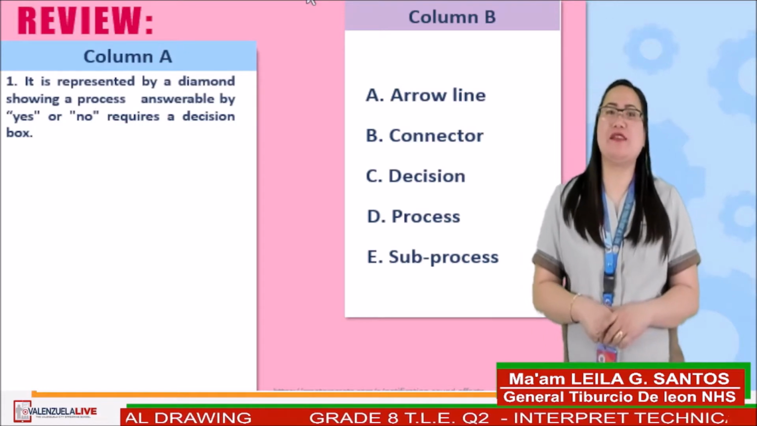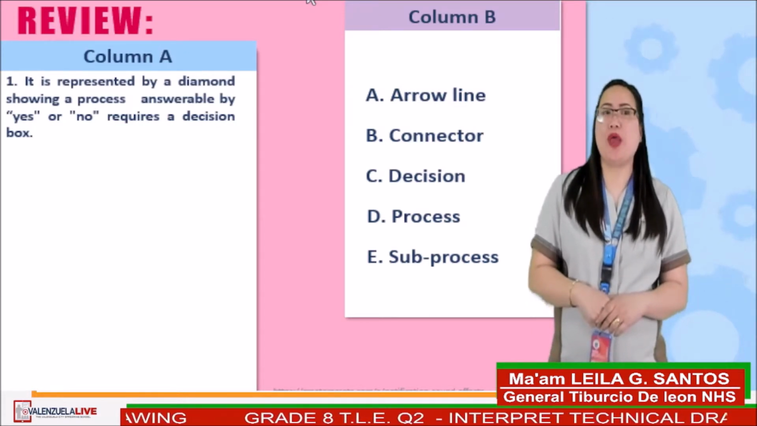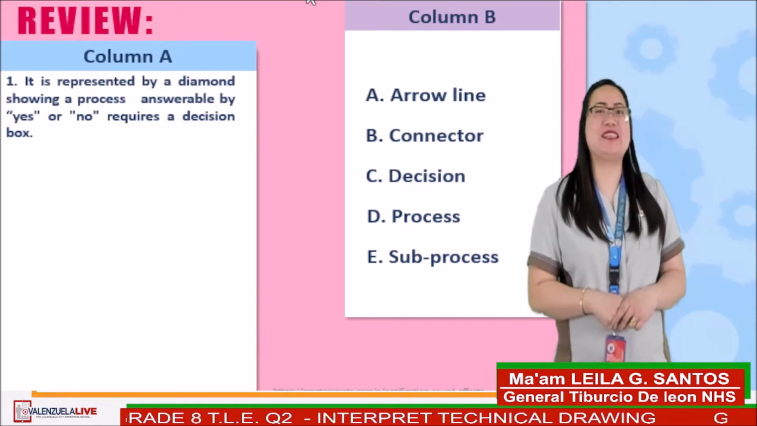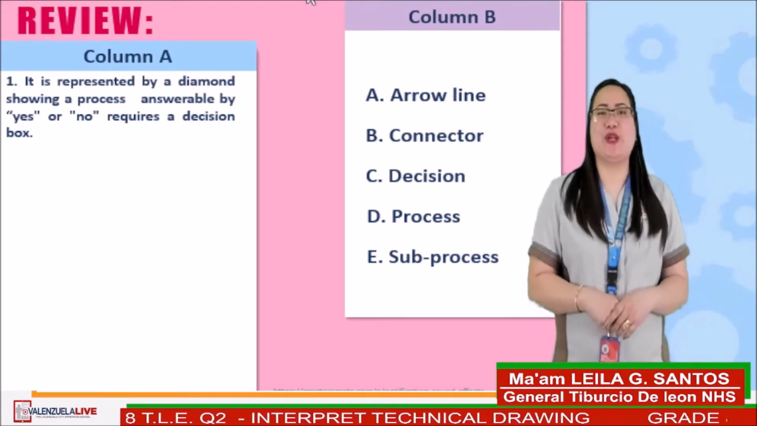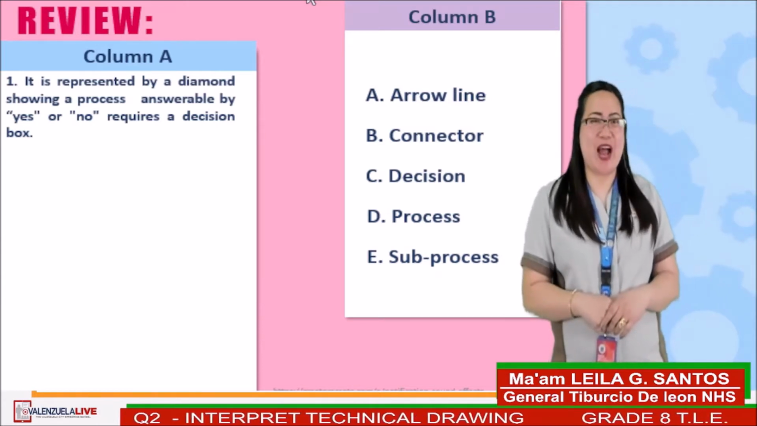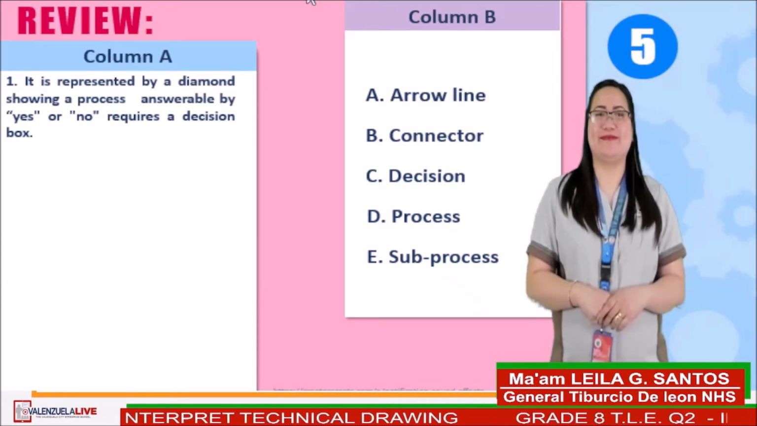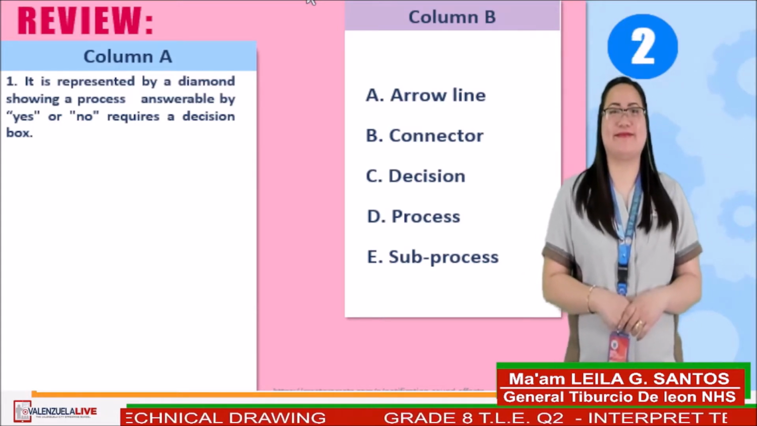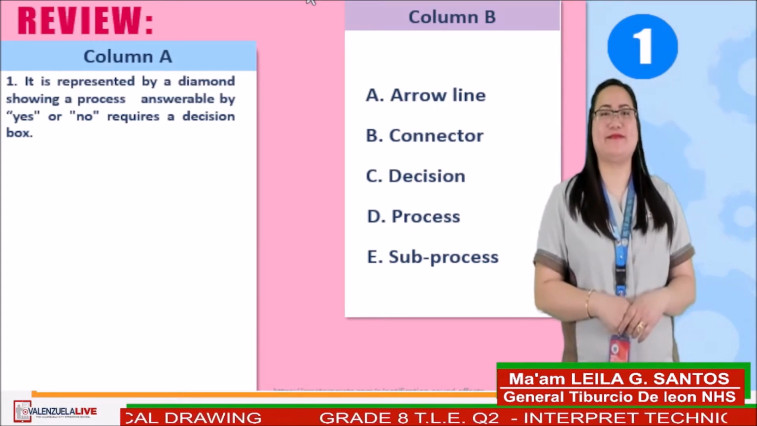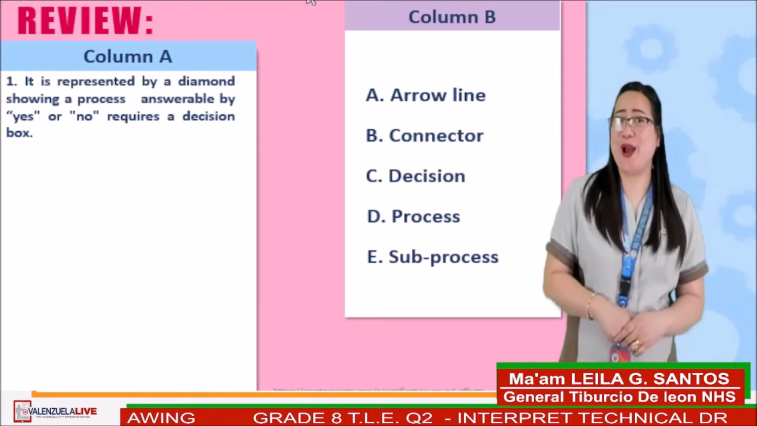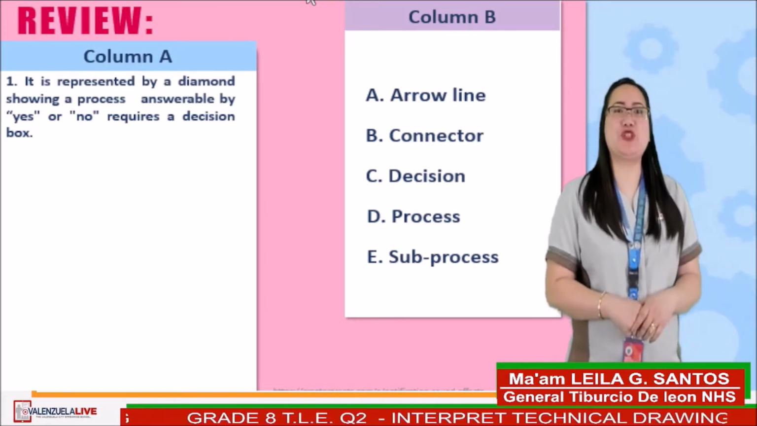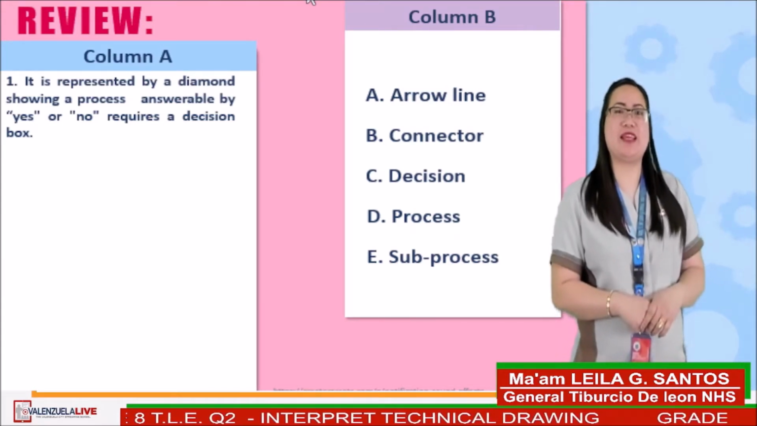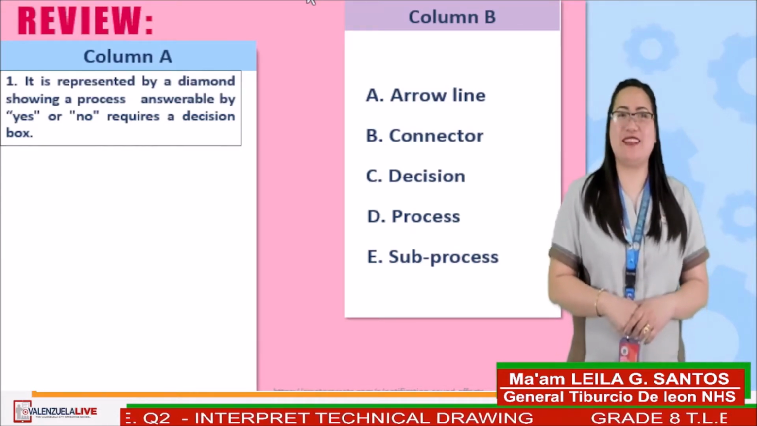It is represented by a diamond, showing a process answerable by yes or no that requires a decision box. Your timer starts now. Time's up! My dear learners, what is your answer? Very good! Your answer is correct, and that is letter C, decision.